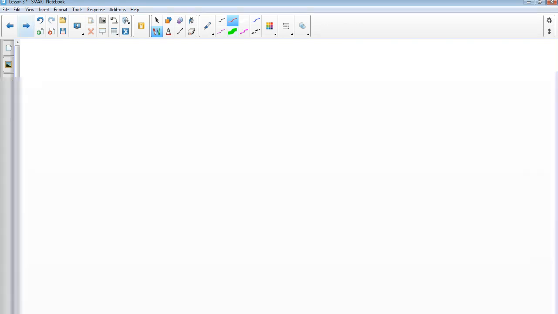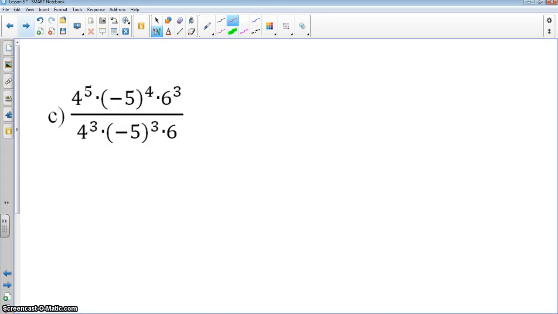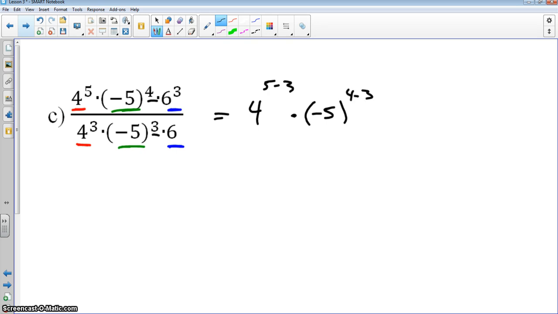Okay, now this one is a little more involved, but you could see that we have like bases here and here. We have like bases here and here. And finally, like bases here and here. So all you have to do is subtract those ones. So if we look at our 4s, it would be 5 minus 3. And if we look at our negative 5, make sure you use parentheses like we learned before. Our exponents are 4 and 3, so that would be 4 minus 3. And finally, we have to look at the 6.